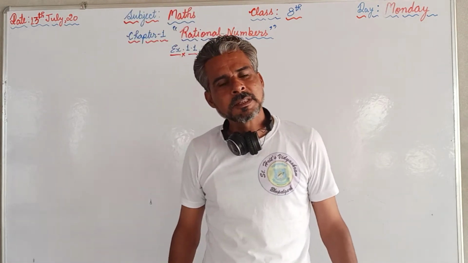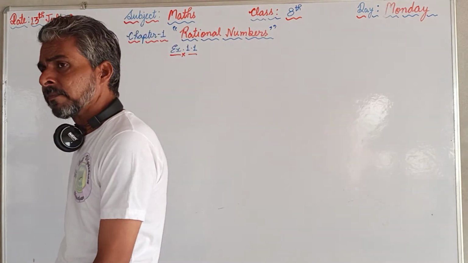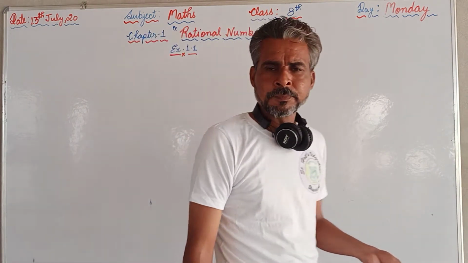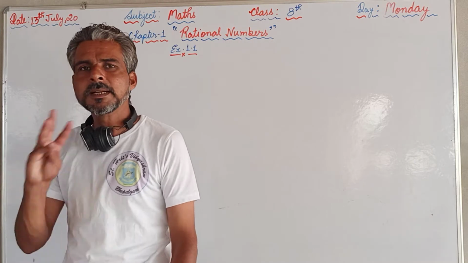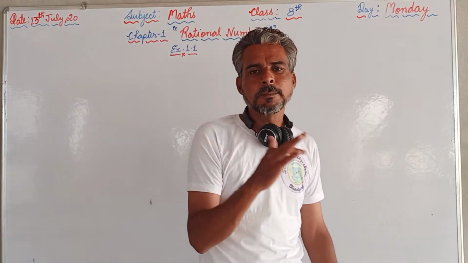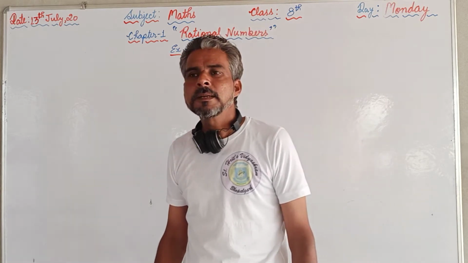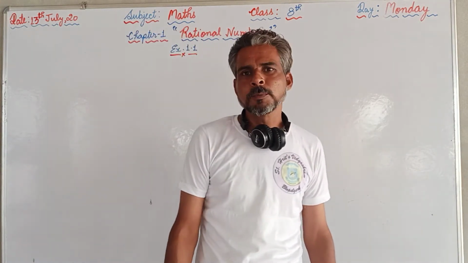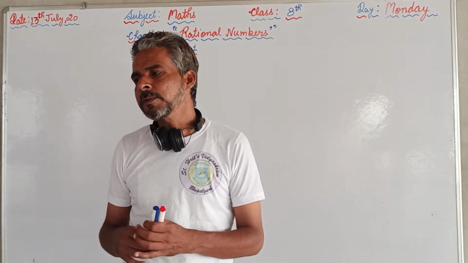At the same time, I want to remind you the definition of rational numbers. What are rational numbers? Rational numbers are those numbers which can be expressed in the form of p by q, where p and q are integers and q should not be equal to 0. Three conditions are there. First condition is the number can be expressed in the form of p by q. The second condition is p and q should be integers, and the third and the most important condition is that q should not be equal to 0. q हमारा 0 नहीं होना चाहिए.